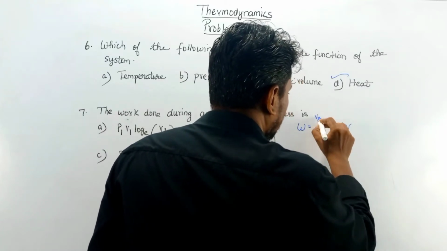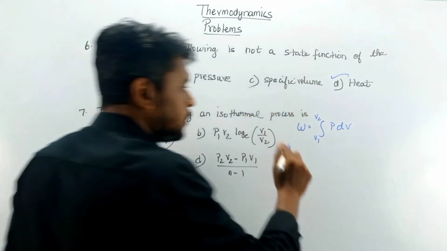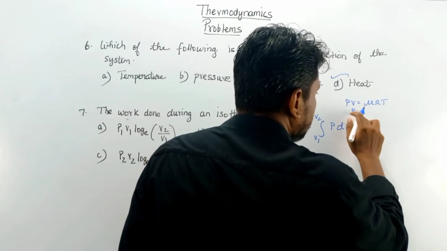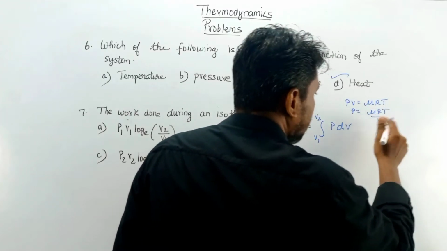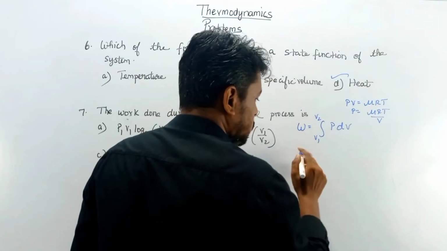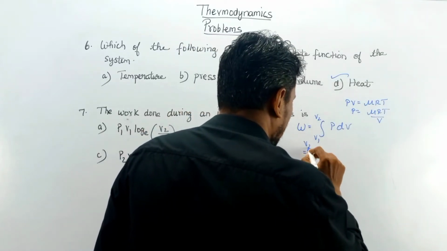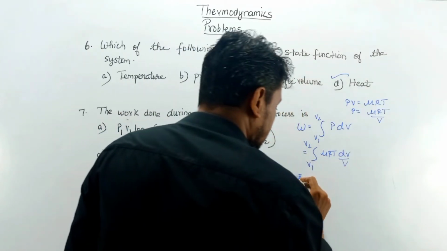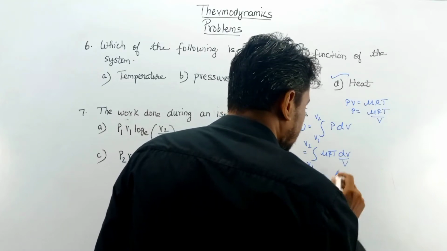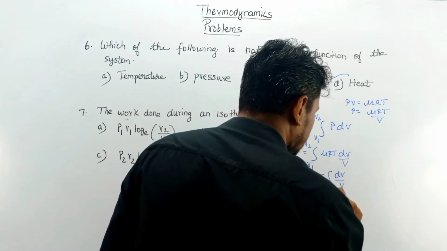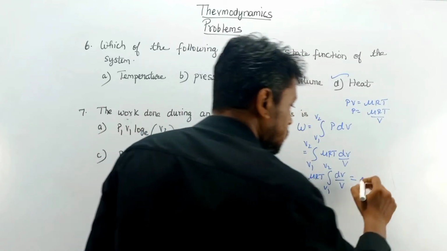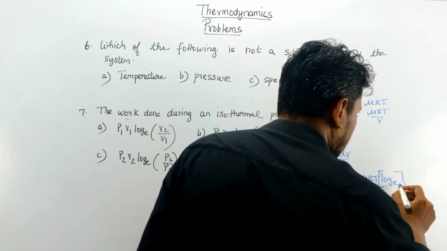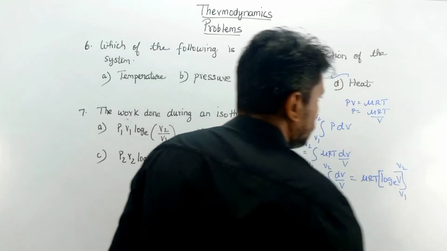So the limit is V1 to V2. Okay, so you know that from the ideal gas equation, PV is equal to μRT. So from this, P could be written as μRT by V. So I'm going to replace this P value by this equation. Okay, so the integral from V1 to V2 of μRT dV by V. This could be written as μRT times the integral of dV by V from V1 to V2, which could be written as μRT log_e of V, that is from V1 to V2.